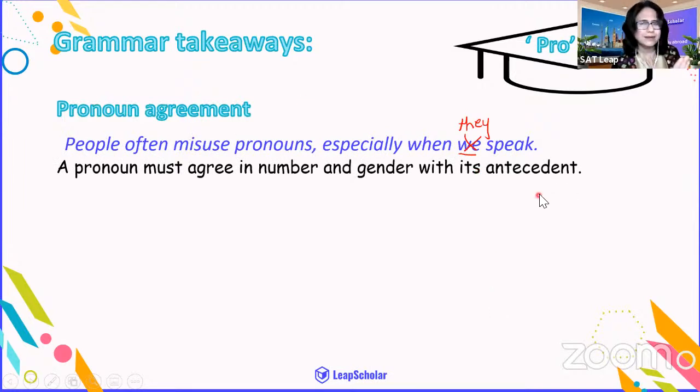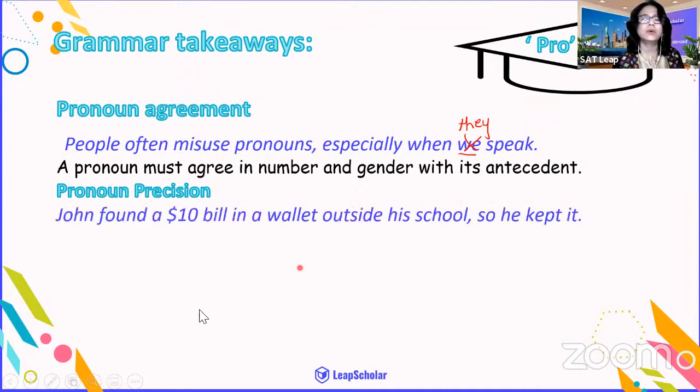Is this rule clear to all of you? You will not make mistakes in questions testing pronoun agreement again, right? All right. Let's go to pronoun precision, which is what we discussed now. John found a $10 bill in a wallet outside his school, so he kept it. Which is the pronoun in this sentence? Quick.